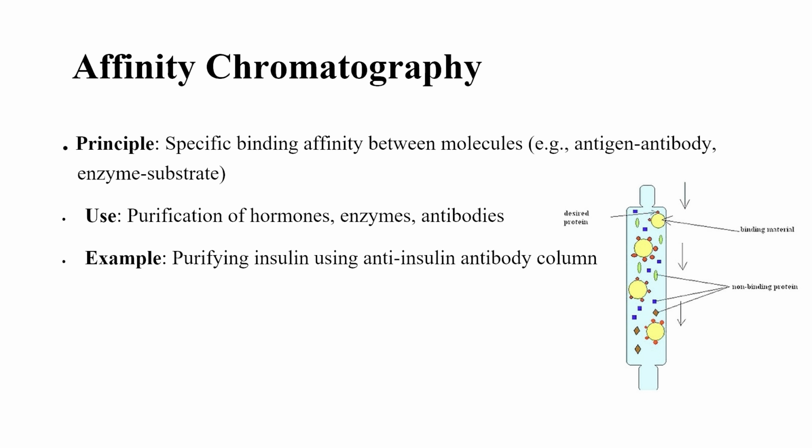Next is affinity chromatography. Affinity chromatography is based on the principle of specific binding affinity between the molecules. For example, antigen, antibody, enzyme, substrate. So the basic use of this chromatography is in purification of hormones, enzymes, and antibodies. Example is purification of insulin using anti-insulin antibody column.